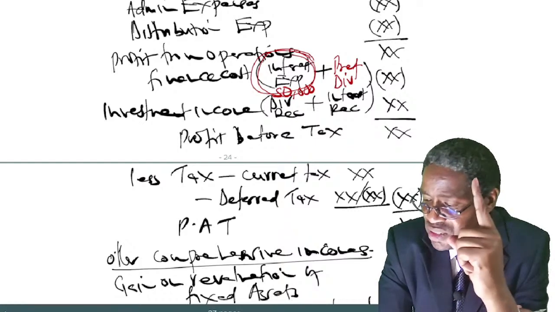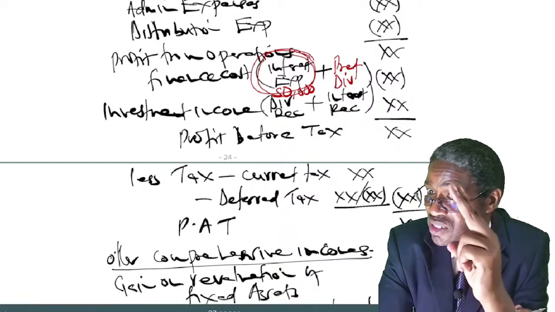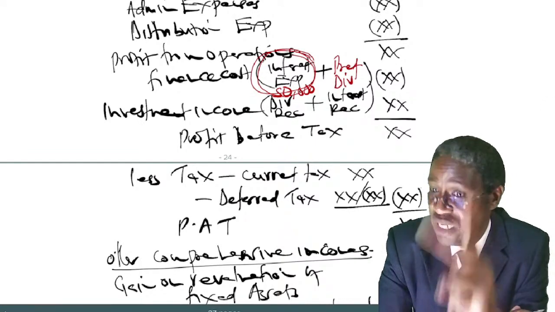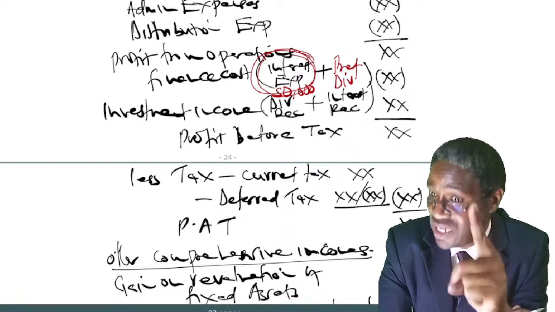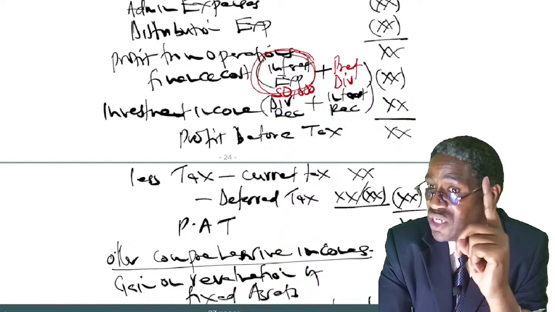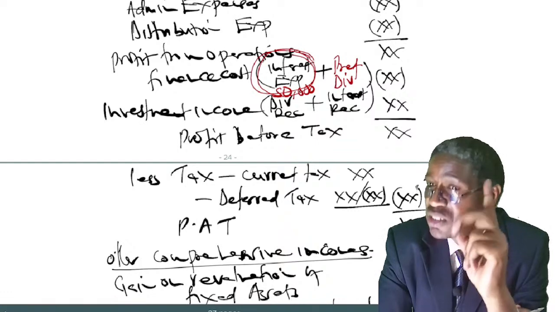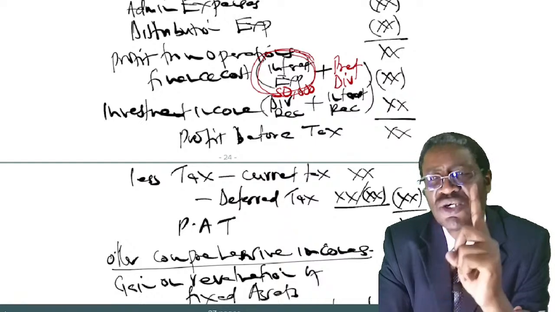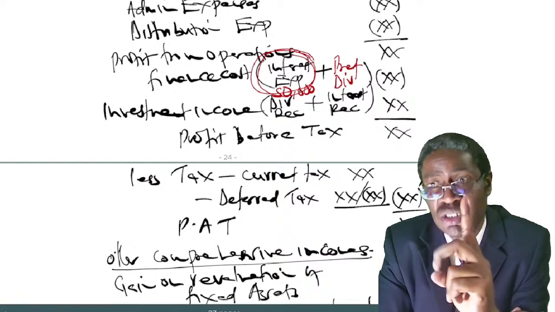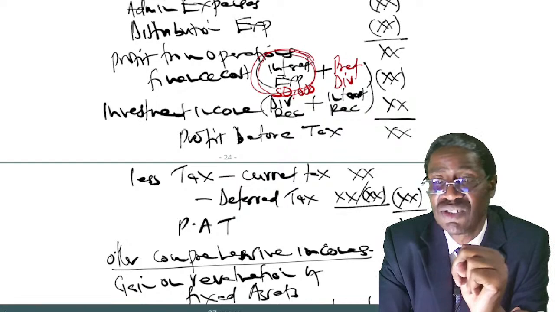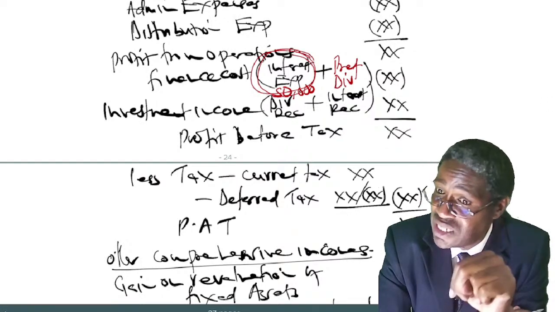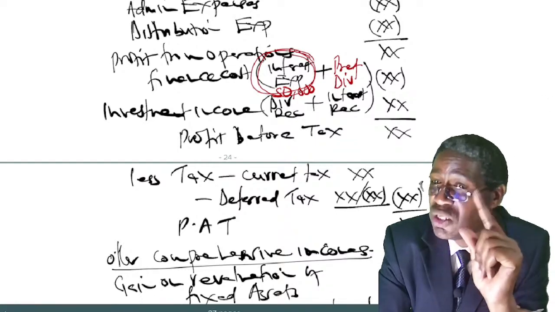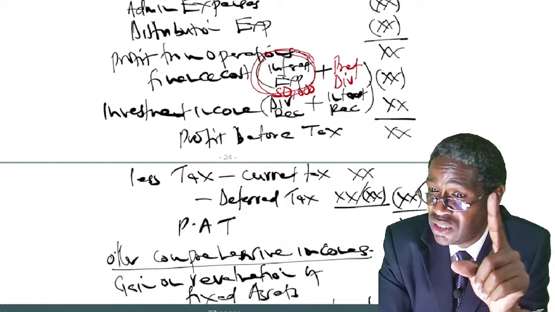How to treat redeemable preference shares and non-redeemable in the balance sheet. We have agreed for redeemable in the balance sheet, long-term liability. Why? Because as a company, you have an obligation to pay back. For non-redeemable, it's part of equity in the balance sheet.